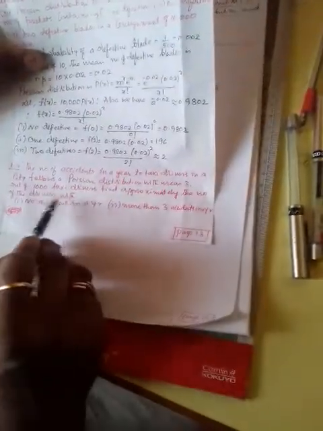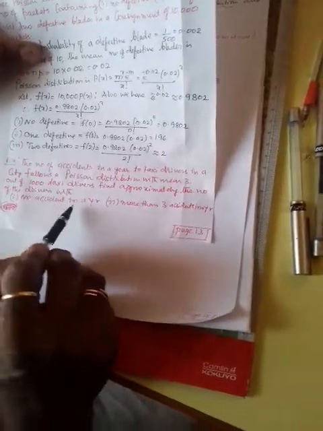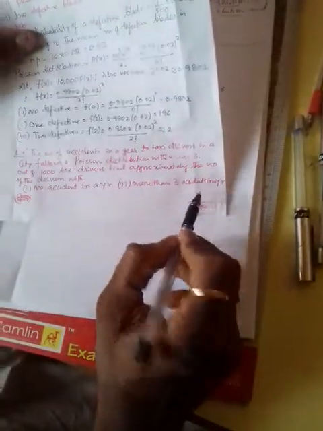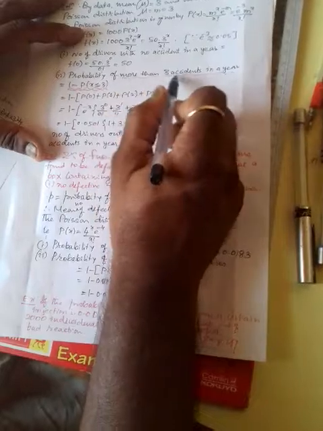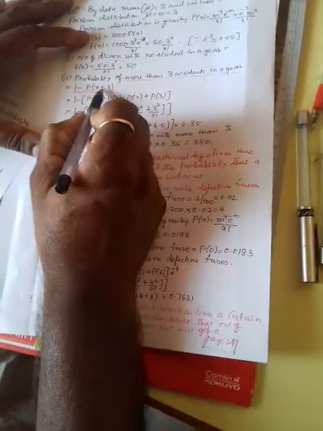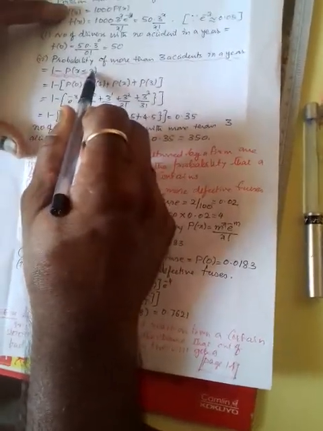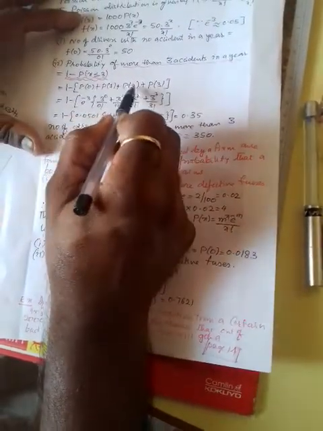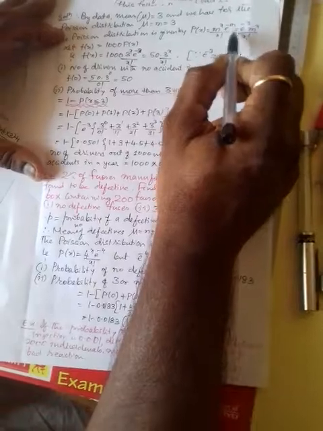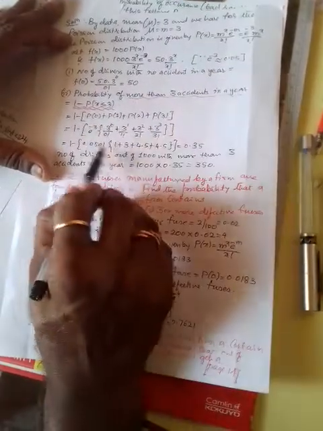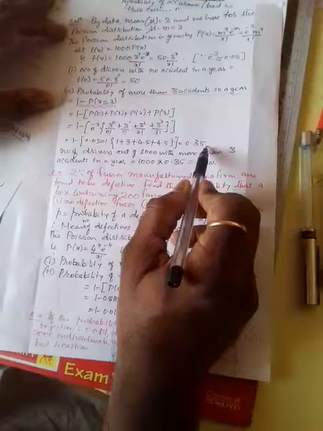Find approximately the number of drivers with no accident in a year, more than 3 accidents in a year. Approximately the number of drivers with. Okay, therefore it is given by more than 3 accidents in a year means 1 minus p of x less than or equal to 3. Refer to this condition. Therefore less than or equal to 3 means what? P of 0 plus p of 1 plus p of 2 plus p of 3. P of x is already given in this one. Therefore put x equal to 0, 1, 2 and 3, and the simplification will be 0.35.